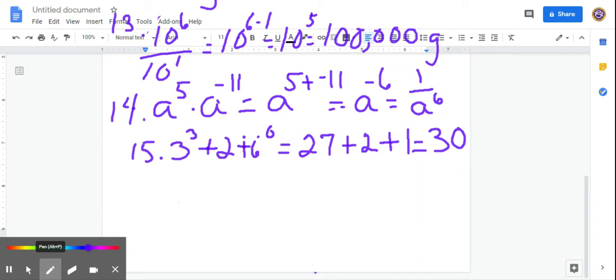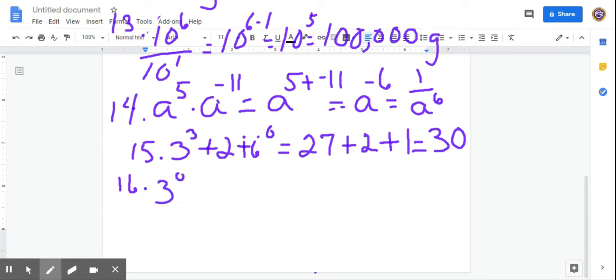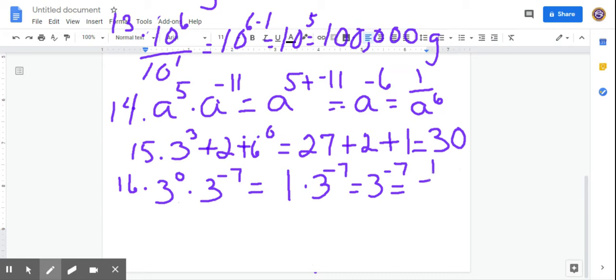Number 16 says to write 3 to the 0 power times 3 to the negative 7th power using positive exponents. So 3 to the 0 is 1, times 3 to the negative 7th is just going to be 3 to the negative 7th. To get rid of a negative exponent, or to turn it positive, we take its reciprocal. So 1 over 3 to the 7th power.